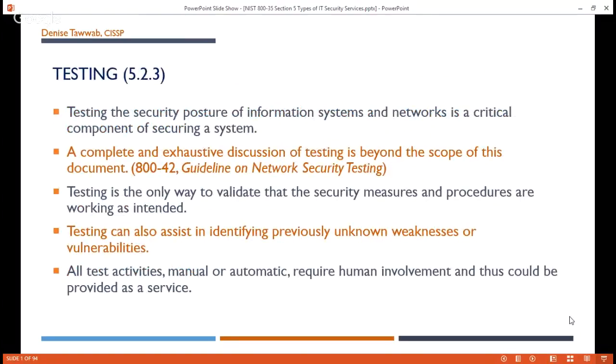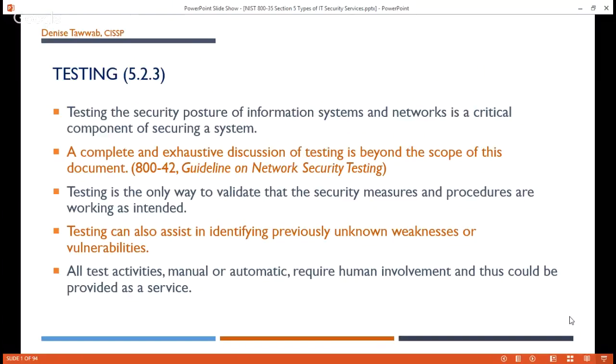And then you have testing services. Security testing, where you test the security posture of your information systems and networks. And this is a critical component of securing a system. You don't just implement controls, you actually have to test them. There's exhaustive guidance on that in NIST 800-42, which is a guideline on network security testing that you can download and take a look at if you'd like.